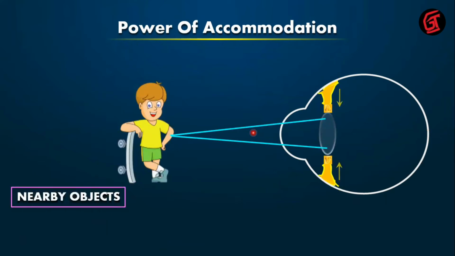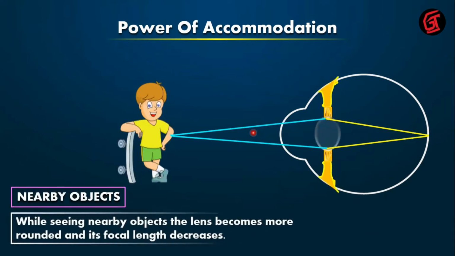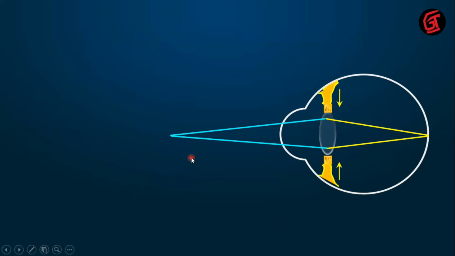Now, suppose there is a nearby object. What happens to the pupil? The lens becomes more rounded and its focal length decreases.